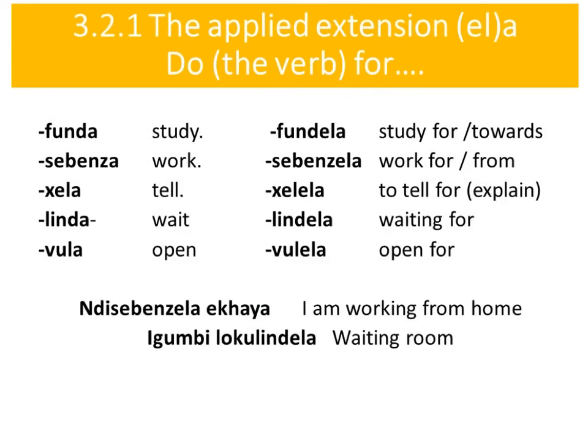The first one there is what is called the applied extension, when ela is added to the end of the verb. And it changes the verb to when you do that particular action for something or towards something. So best to look at the examples. If we look at funda, which means study, fundela, which means you're studying for or you're studying towards something. Sebenza means work. Sebenzela means work for or work from. Xhela means tell, where xhelela means to explain something, to tell for.